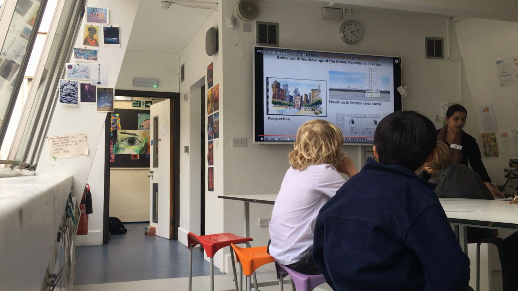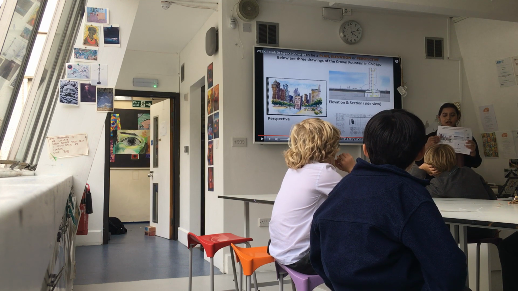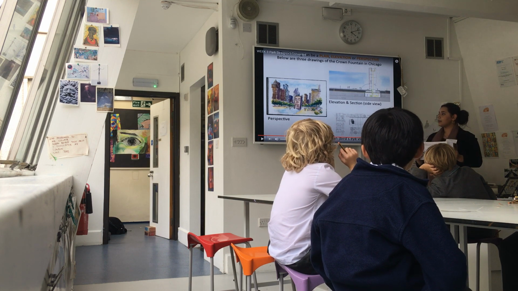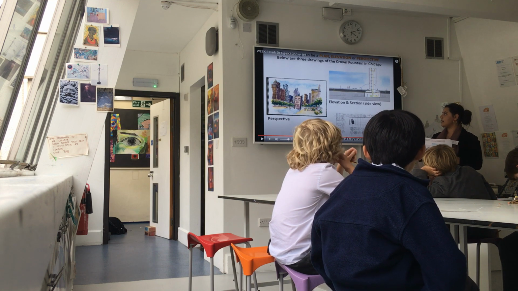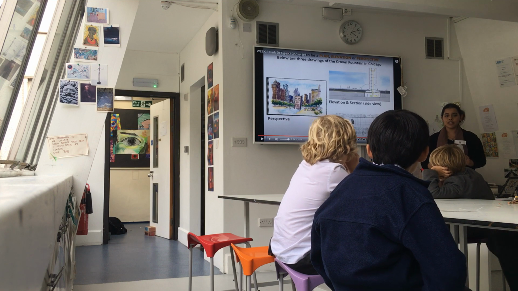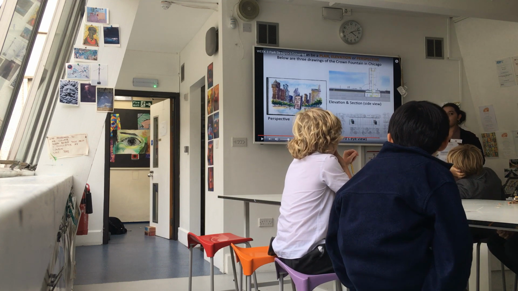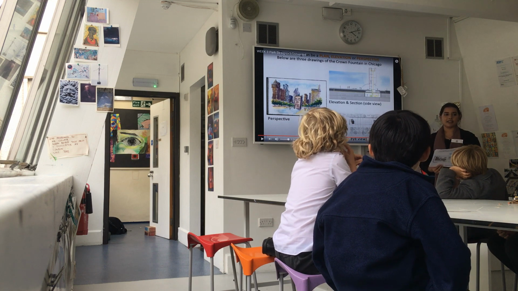Okay, so I'm going to hand out some examples. Each table is going to have an example, a handout, and we're going to have a perspective, elevation and section, and a plan, bird's eye view. So we have to design our rainwater feature either in perspective, elevation and section, or plan.